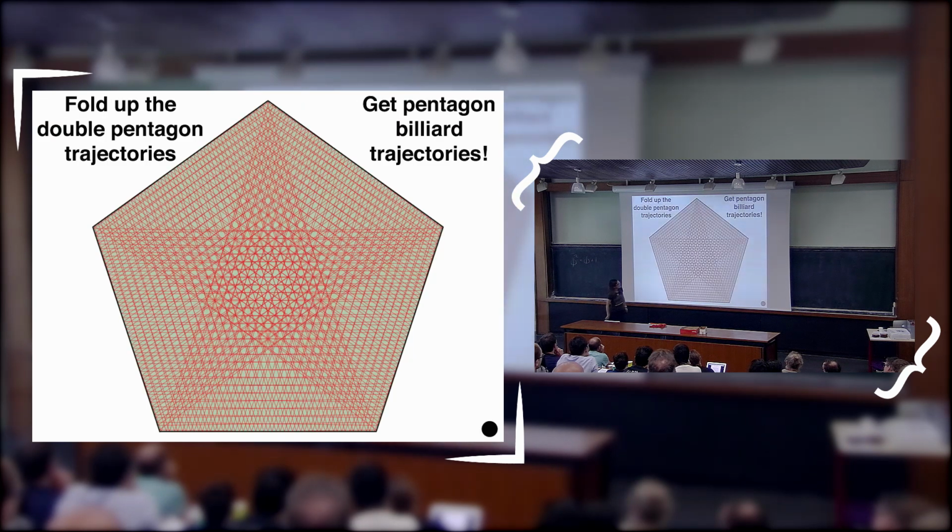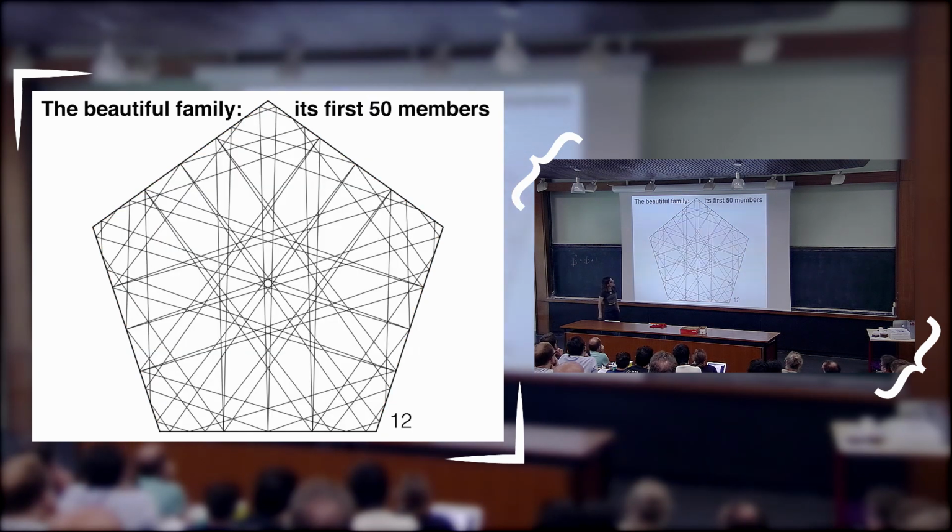Okay, so these are families of trajectories. You can see how they have this similarity among them. And so the beautiful family, that's what I like to call it, the one that half of people like, is created in a similar way.